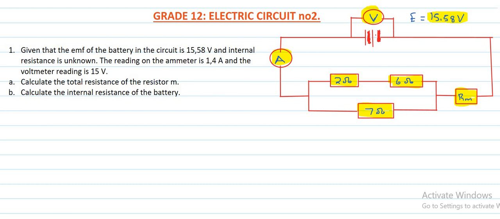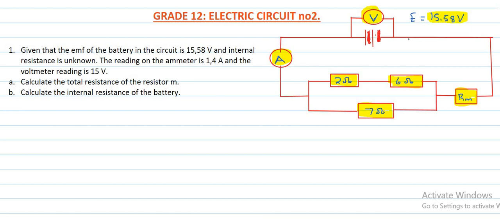Number 1. Given that the emf of the battery in the circuit is 15.58 volts and the internal resistance is unknown, the reading on the ammeter is 1.4 amperes and the voltmeter reading is 15 volts. Question 1A: calculate the total resistance of the resistor Rm. Question 1B: calculate the internal resistance of the battery.